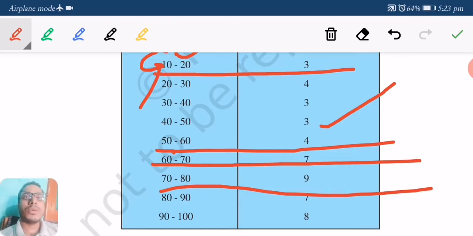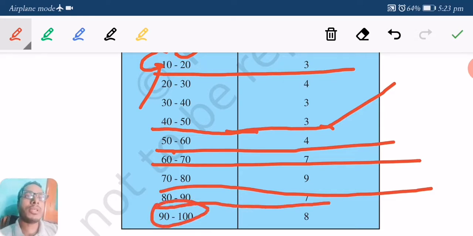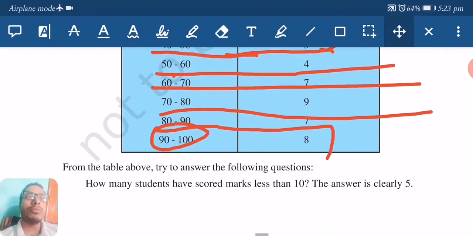If they ask you how many students scored 40 or more than 40 but less than 50, you have to say 3. Similarly, for 90 or more than 90 but less than 100, you have to look into the last table here, that is 8. So this is the way you can give the answers to this type of question when they ask you from the given table.